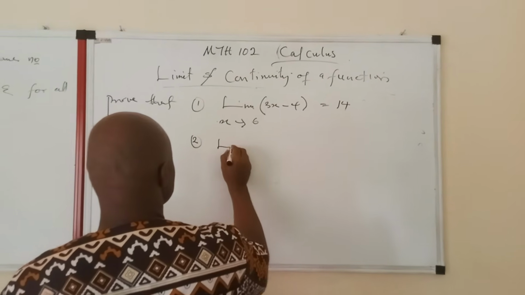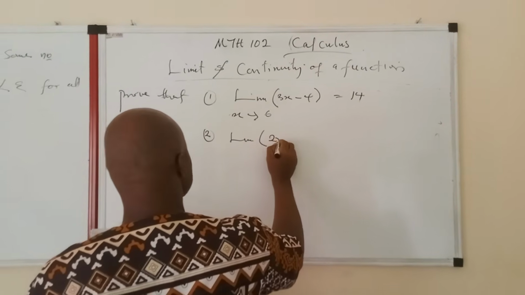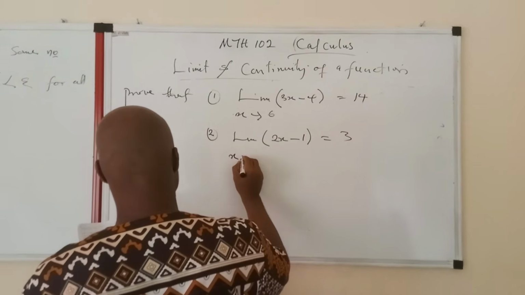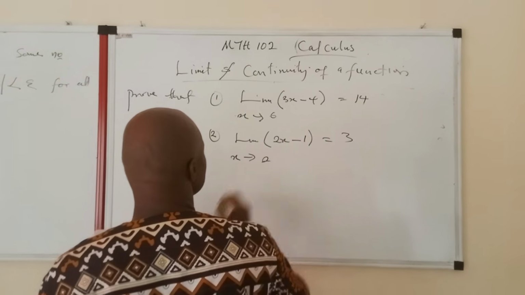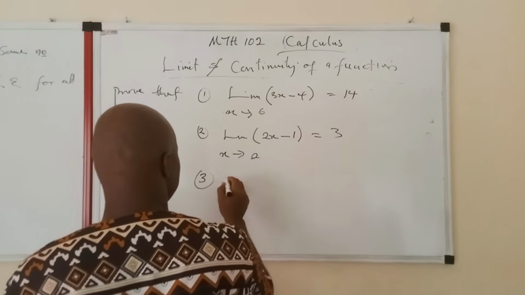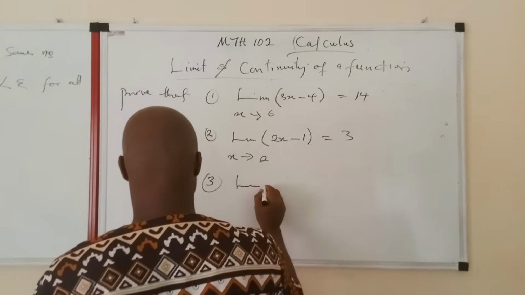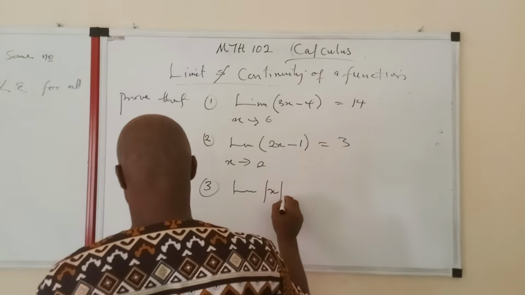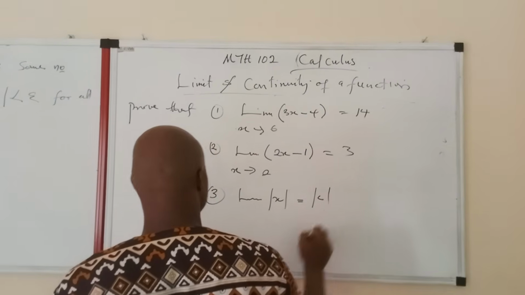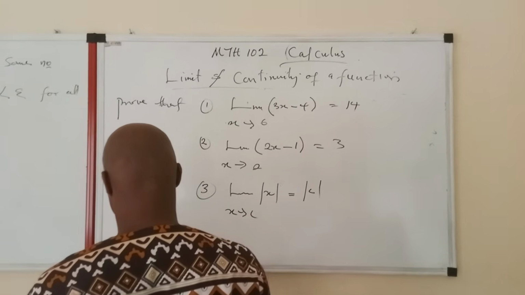Let's say, the limit of the function 2x minus 1 is equal to 3 as x tends to 2. Let's consider another. We are saying the limit of the function, now in this case the function is the absolute value of x equal to the absolute value of c, as x tends to c.